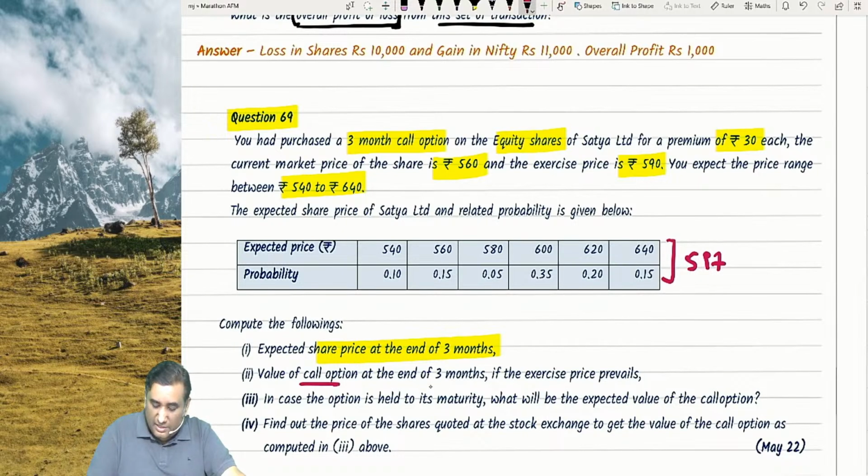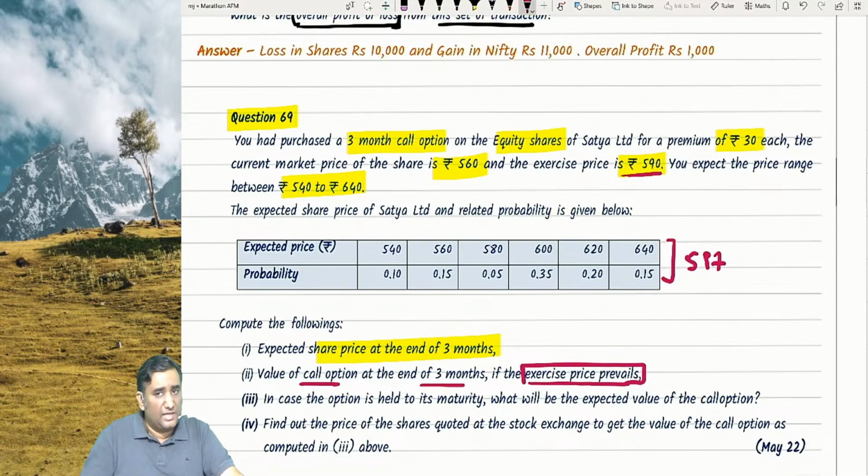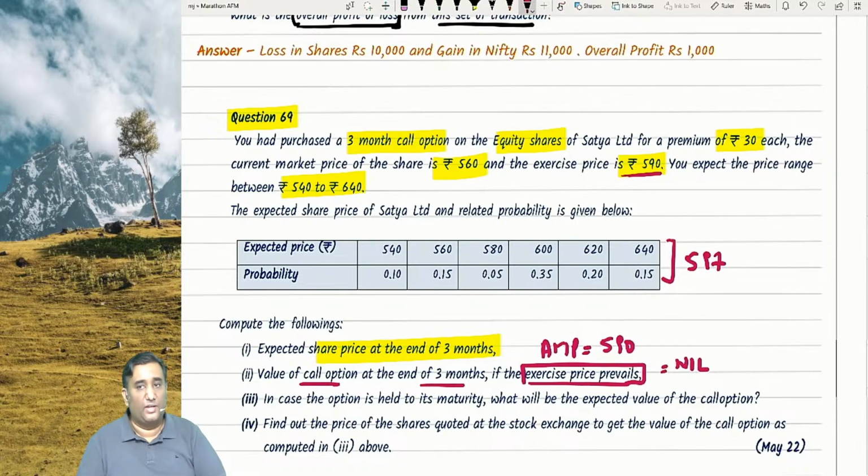Value of call option at the end of 3 months. Size, price is how much, 590. Exercise price prevails. If your actual market price is also below, the value of the option would be nil. Non-exercise, it's a nil value. It's a nil. Price prevails.